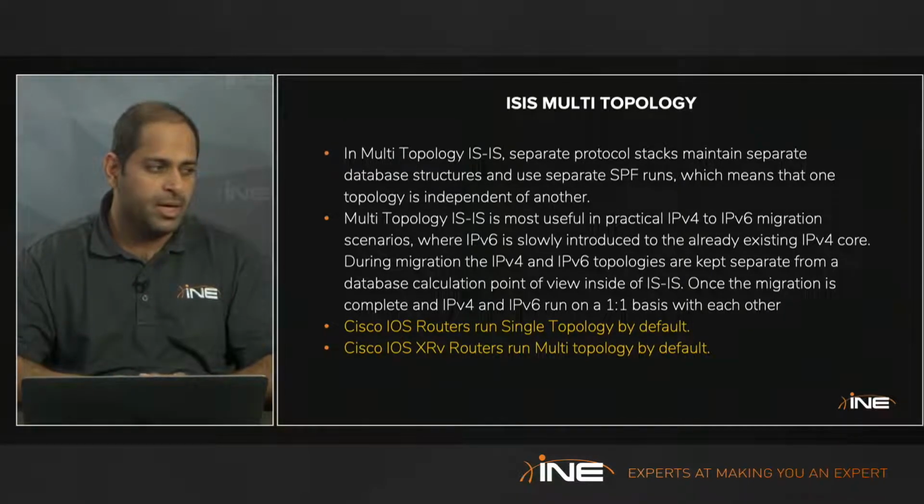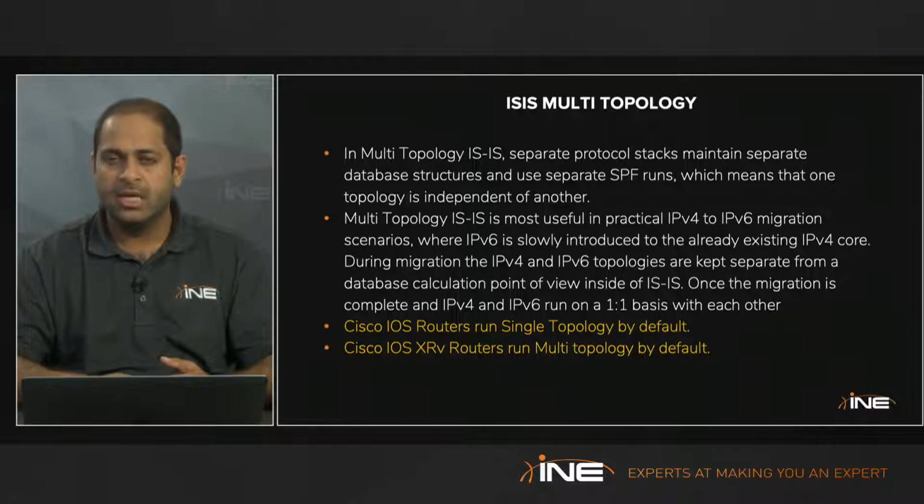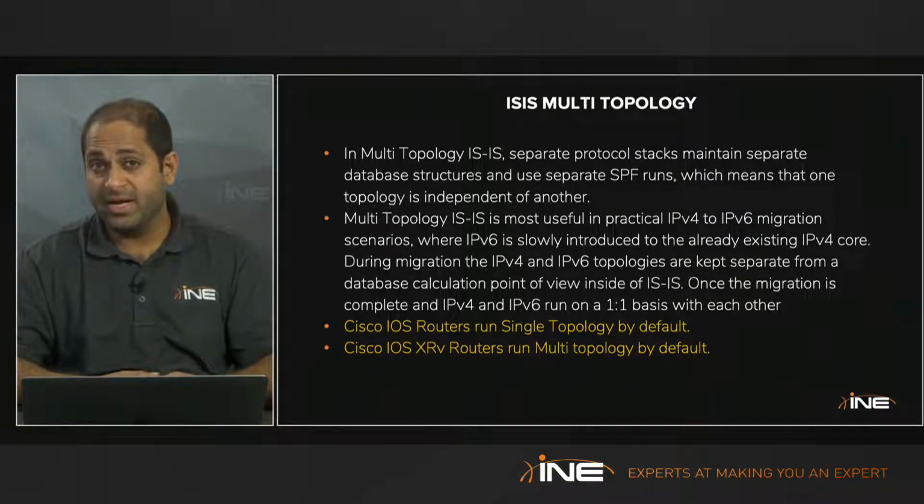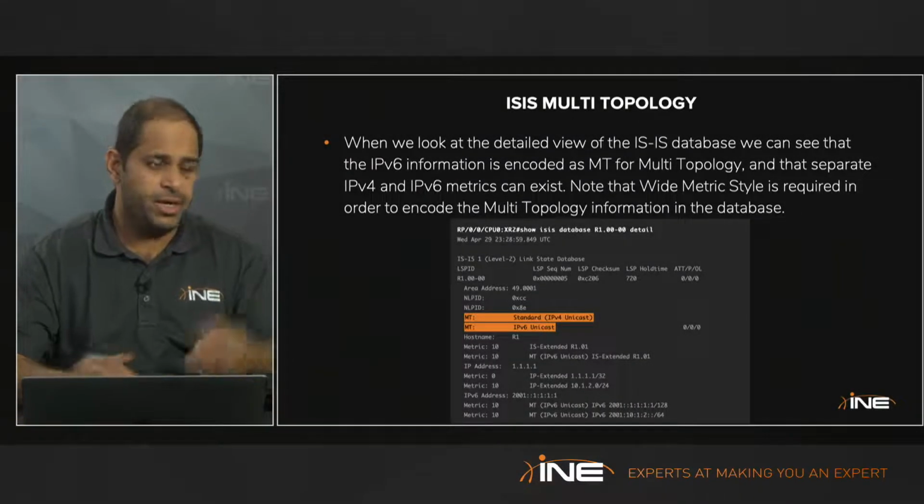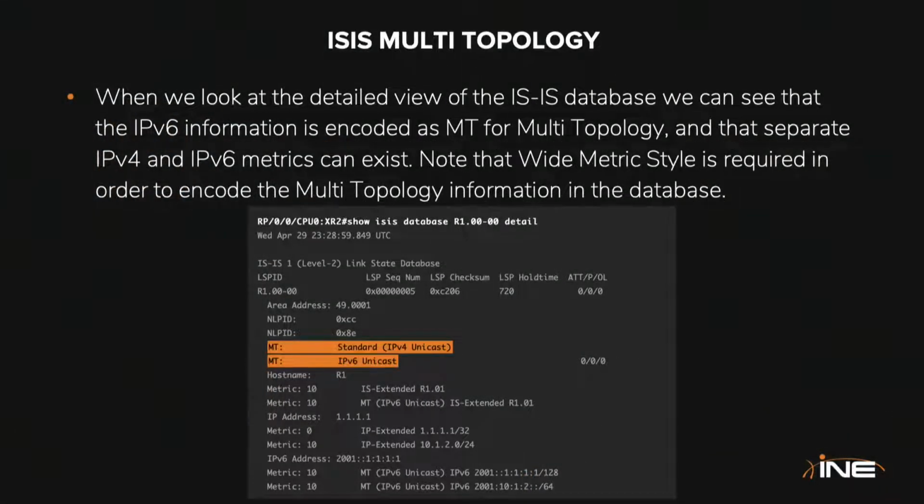One thing that you must remember is Cisco iOS XE routers, they basically run single topology by default, and iOS XRv, they run multi-topology by default. So here is an example where if you do a show ISIS database, you would see multi-topology. You have separate for IPv4 and separate for IPv6. One thing that you must remember is for multi-topology information to go in the database, you must have metric style wide enabled. Otherwise, you would not see your multi-topology in your database.